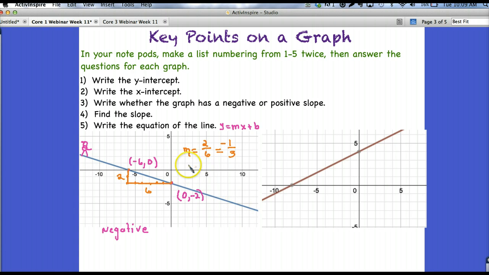All right, so we found the slope, and now we can write the equation of the line because we know both the y-intercept and we know the slope. So the equation of this line is going to be y equals, our slope is negative 1/3 x plus our y-intercept, which is negative 2, so we'll just put minus 2.